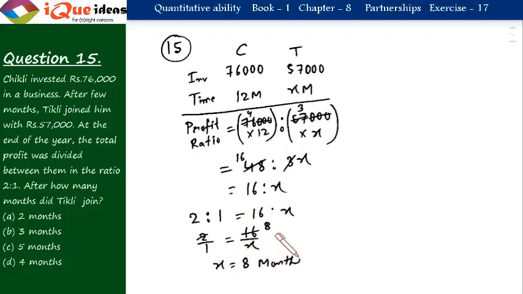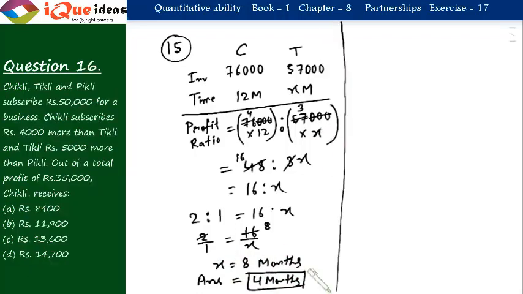Now the question does not say what is the duration of Tikli. It says, after how many months did Tikli join? So Tikli was there in the business for 8 months. That means she must have joined 4 months from the beginning, because there are total 12 months in the year. So the answer of the question would be 4 months. Be careful in this question. The answer is 4 months.